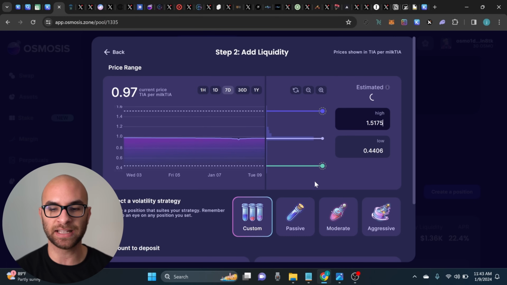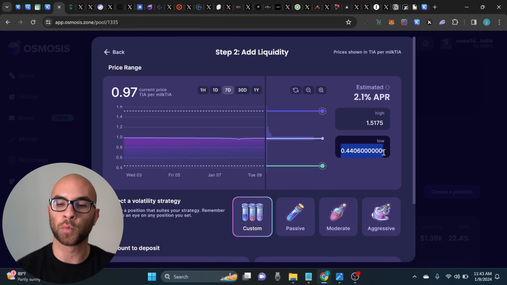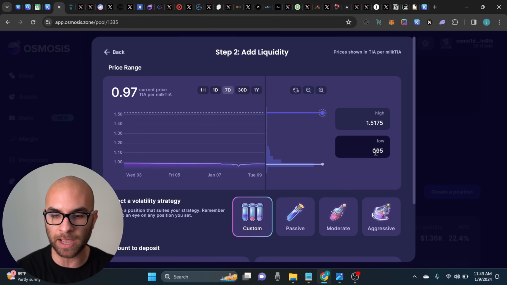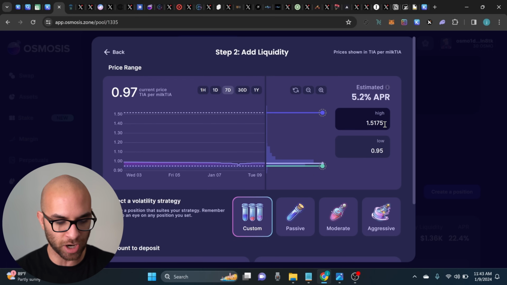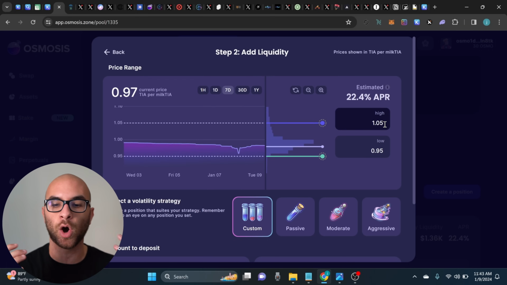So what I would recommend is doing a custom range where on your low end, you're doing something like 0.95, and on your high end, you're doing something like 1.05. And this will allow a little bit bigger of a spread, so you're not as worried about the liquidity going out of range. But yeah, guys, that pretty much summarizes what you have to do here.